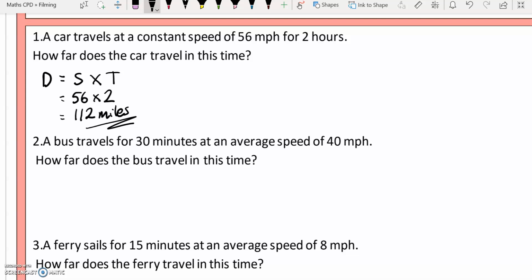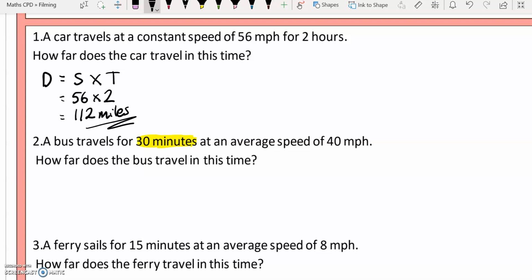However, if we have a look at number 2, you'll notice something a bit different. Number 2 has this. And we've never really dealt with minutes so far. A bus travels for 30 minutes at an average speed of 40 miles per hour. How far does the bus travel in this time? So, 40 miles per hour means 40 miles in every hour. Every 1 hour we go 40 miles. And we've only travelled for 30 minutes. That's not a full hour.